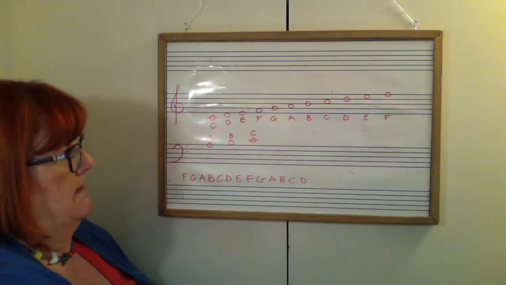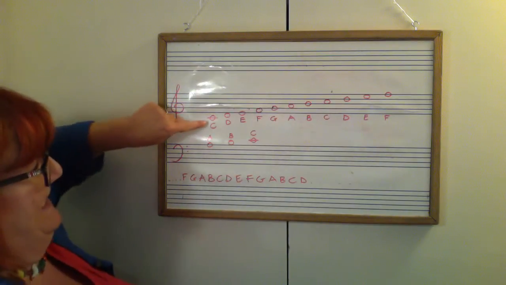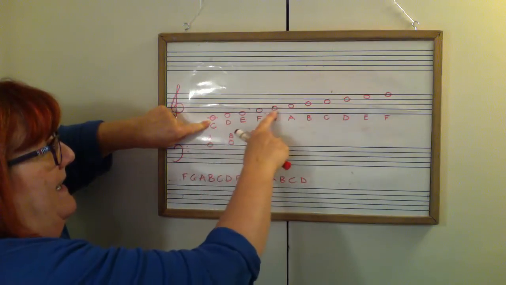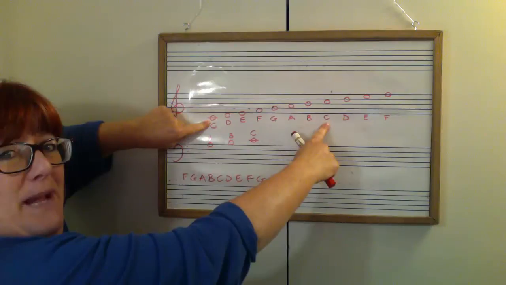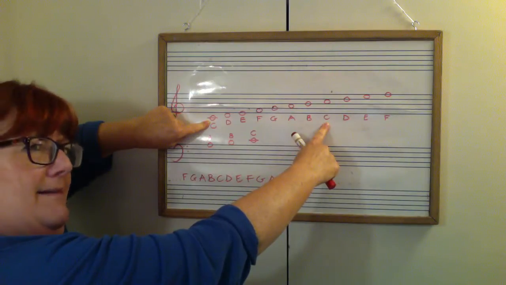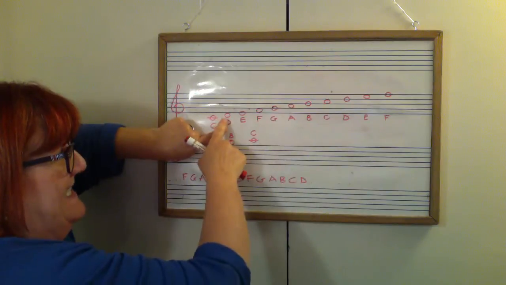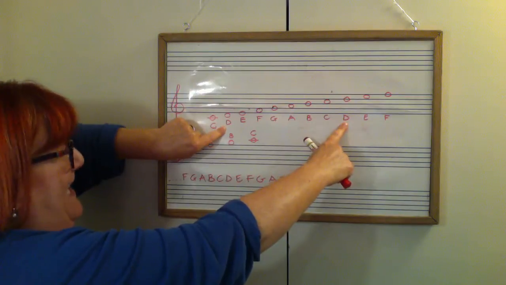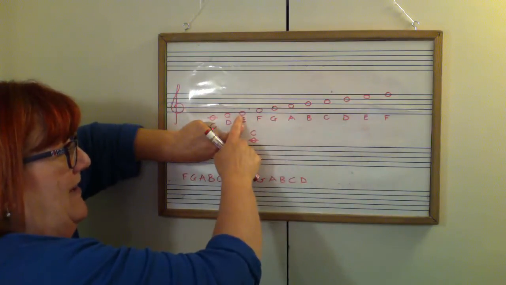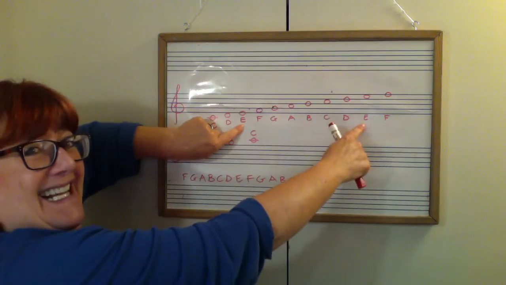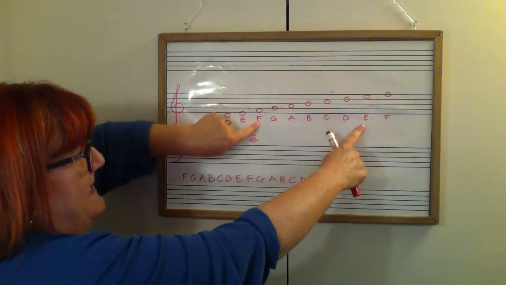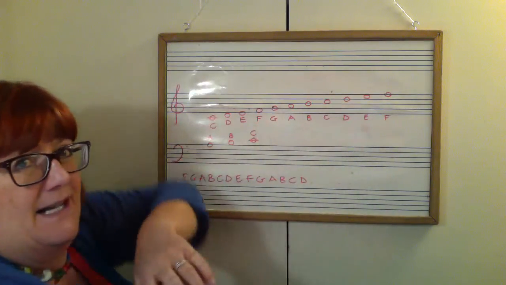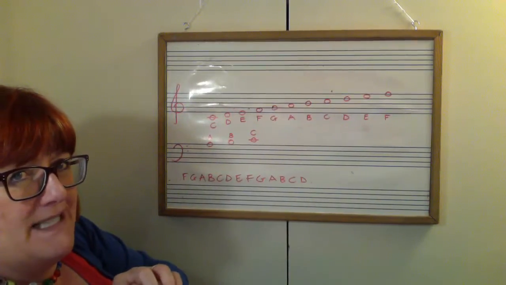Now, can you see how that C there is on a line, but the next C is in a space? Now look at this one. This D is in a space, but the next D is on a line. This E is on a line, but the next E is in a space. This F is in a space, and the next F is on a line. So I hope you can see there's a little bit of a pattern there.